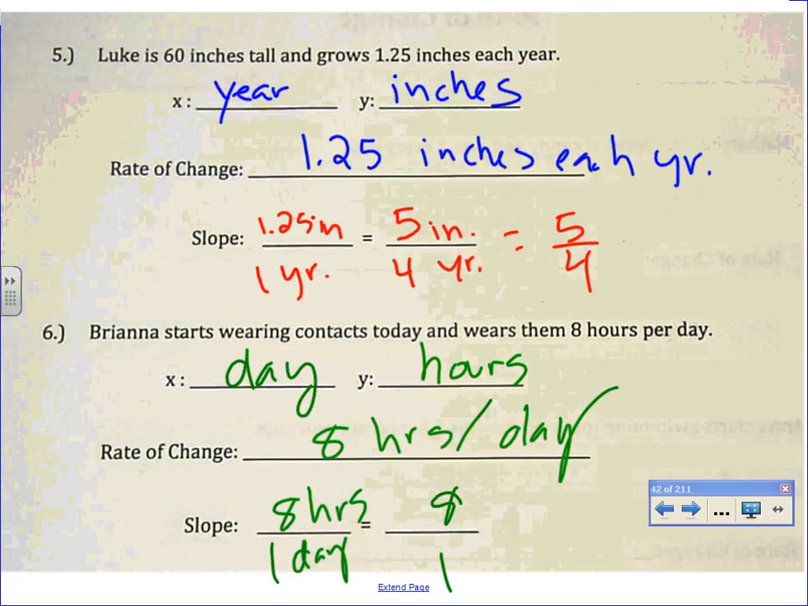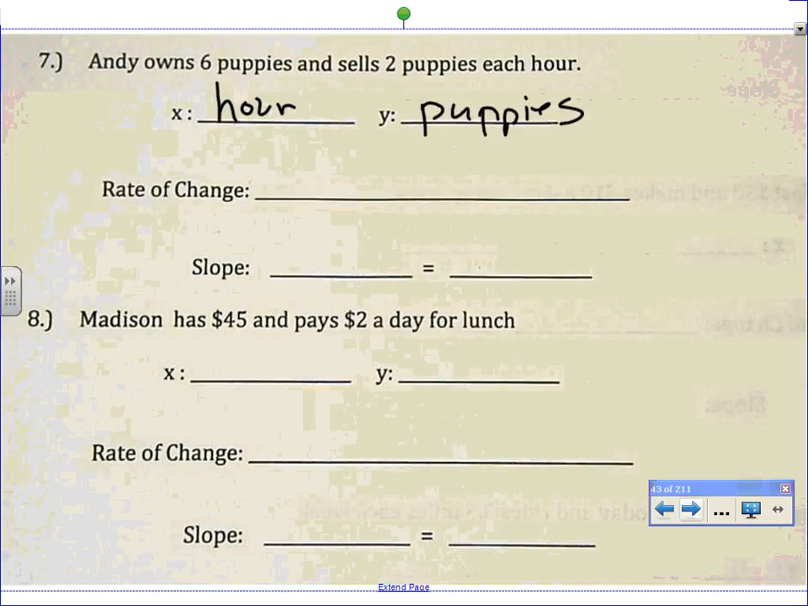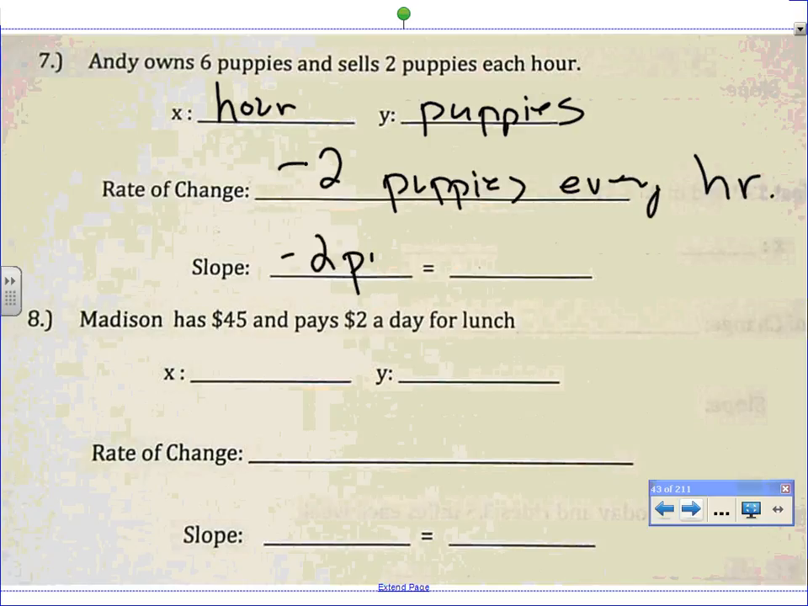Questions on 5 or 6? Eric, would you like to do 7 for us? Okay, go for it. Andy, do you have puppies at home? I thought that'd be kind of cool. So Andy is selling puppies. I was thinking he had 2 big dogs at home, and there were puppies, so he was selling them.